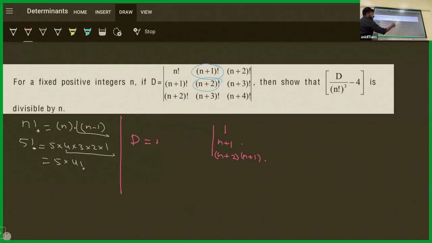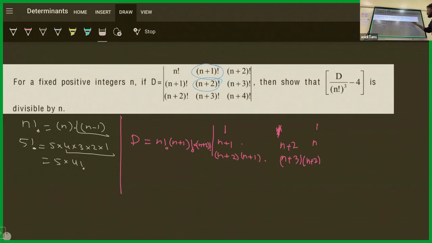n factorial common, then n plus 1 factorial common, and then n plus 2 factorial common. So from the second column we have taken n plus 1 factorial common, so we are left with what? n factorial. When we take n plus 1 factorial common, it will be 1. Then in the second, here n plus 2 only, and it will be n plus 3. In column 3, 1 into n plus 2, because we are taking n plus 1 common.